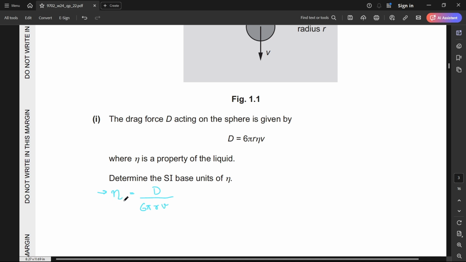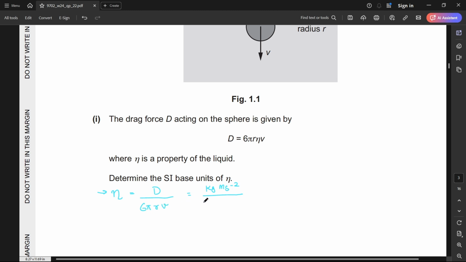So to determine the SI base units of n, I'll need to convert all of the right hand side quantities into its SI base units format. Drag is a force, and because a force is defined by mass times acceleration, the SI base unit of mass is kg, and for the acceleration it is meter per second squared. And then 6 pi is in the denominator. Because 6 pi is a constant, it does not have any SI base units.